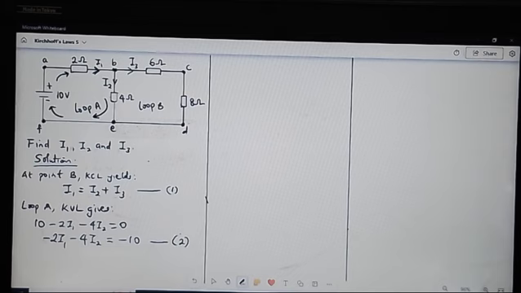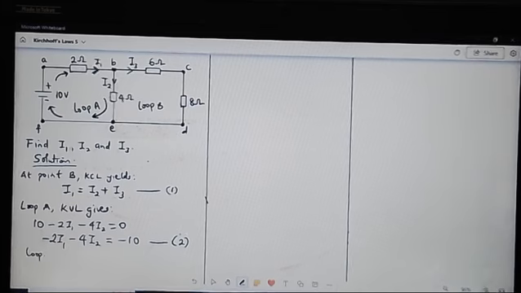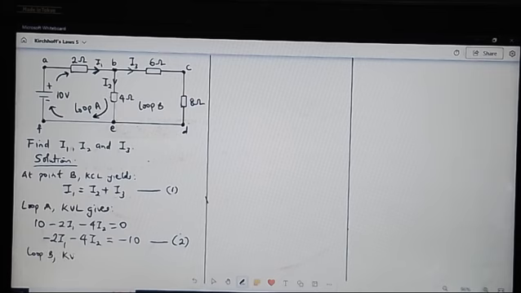We move on to loop B. We also apply KVL to loop B. If we do that, next choose an arbitrary direction of current flow. I have chosen clockwise. If you check the potential drop, if you check I3 entering the 6 ohm resistor, I3 is moving in the same direction as the arbitrary direction we chose. So the potential drop there will be negative. So we say minus 6I3.